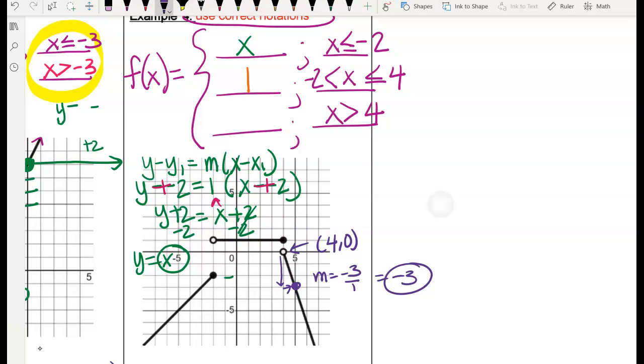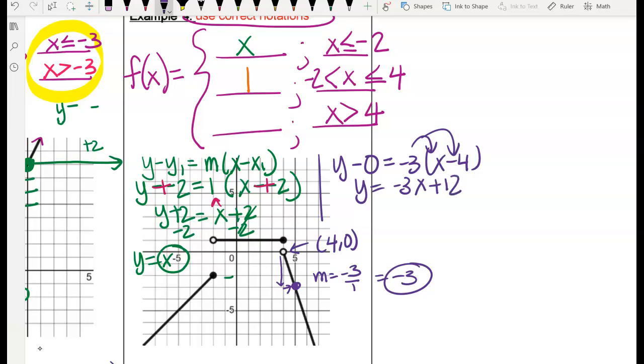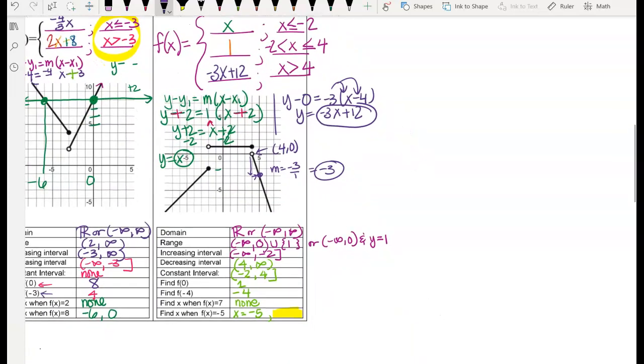And then we're going to do the same thing. y minus your point, which is 0, equals -3 times x minus 4. Well, y minus 0, guys, is exactly the same as nothingness. So distribute: -3x plus 12. And this is where we're writing that in. -3x plus 12.